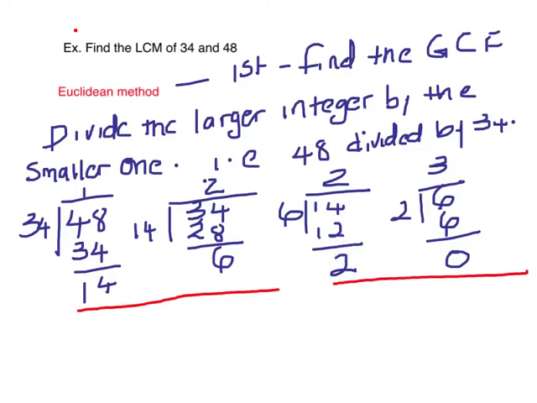Okay, now you have 2 and 6. Which is greater? 6 is greater. So you're going to divide 6 by 2. You get 3, and you get 6 and 0. So 2 is the greatest common factor. Now GCF equals 2. What do we know about the greatest common factor and the LCM?